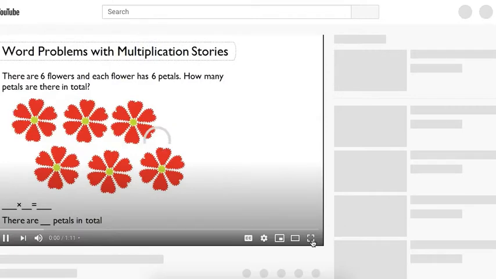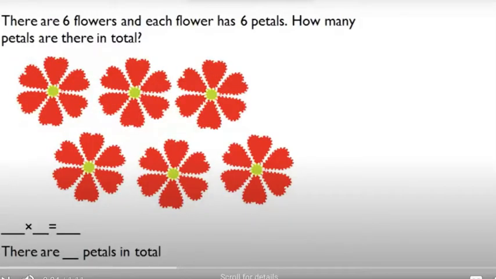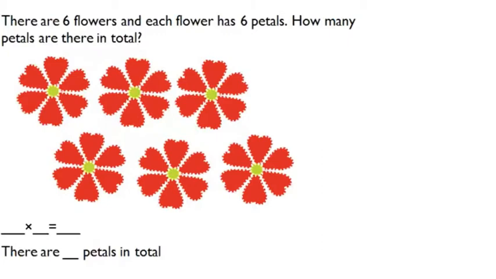Hi everyone. Today we're going to look at word problems with multiplication stories. So let's take a look at the problem we have below. There are 6 flowers and each flower has 6 petals. How many petals are there in total? So these are the flowers here, and we want to find out how many petals each one of these flowers has. So we're going to circle the important words. Whenever we have a word problem, we should try to circle or notice the important numbers. So 6 flowers, and each flower has 6 petals. And we know the question is the total that we want to find out.